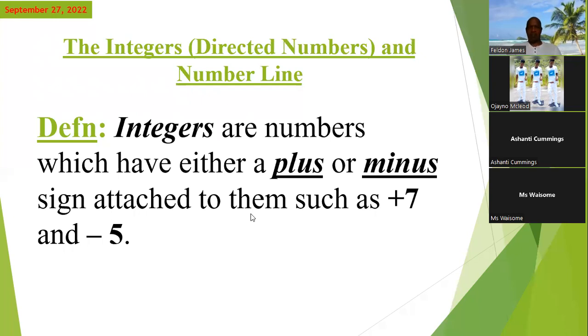Positive or negative numbers including 0, or as you would say, whole numbers with negative numbers. Okay, very good. So here we have integers: numbers which have either a plus or minus sign attached to them, such as +7 or -5.